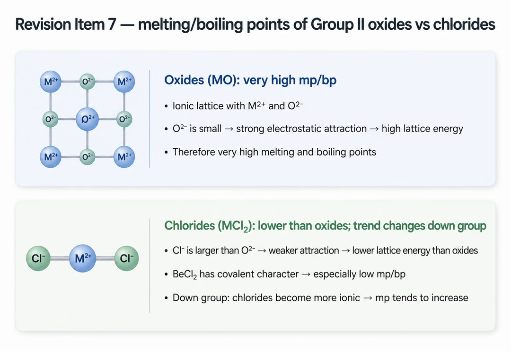To compare oxides and chlorides, Group 2 oxides have very high melting and boiling points because they form strong ionic lattices between M2+ and O2-.